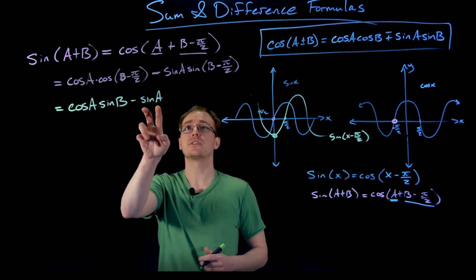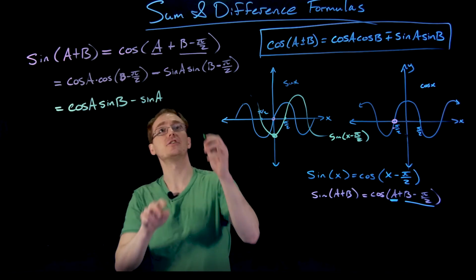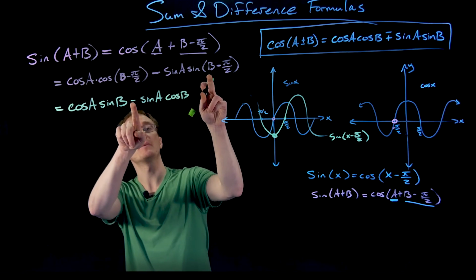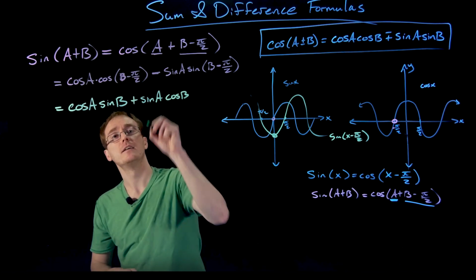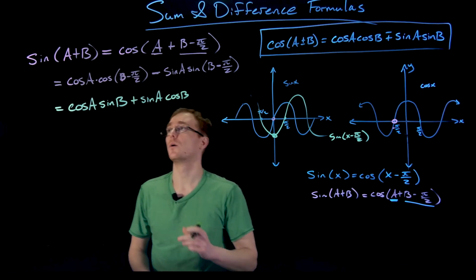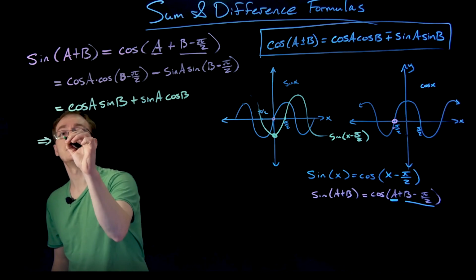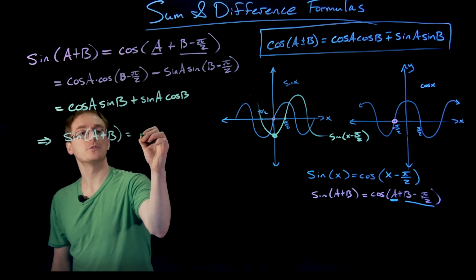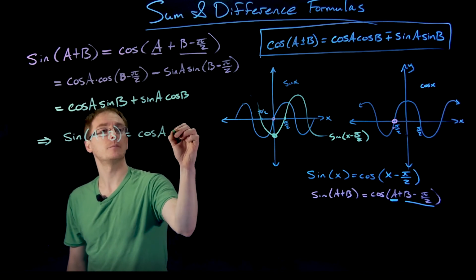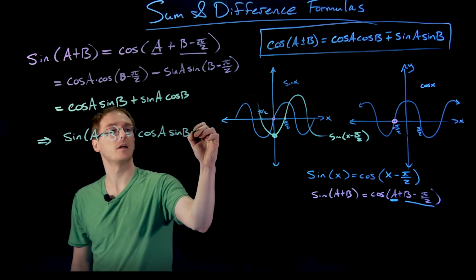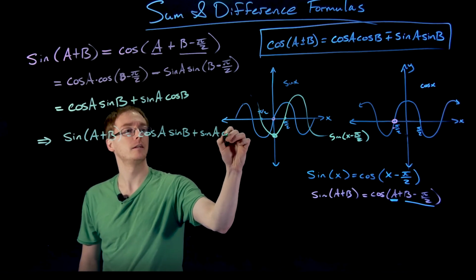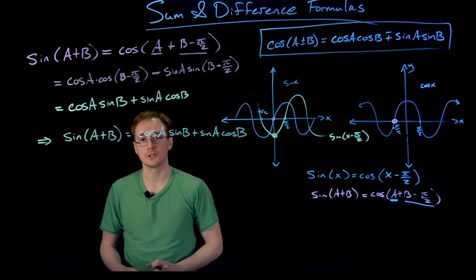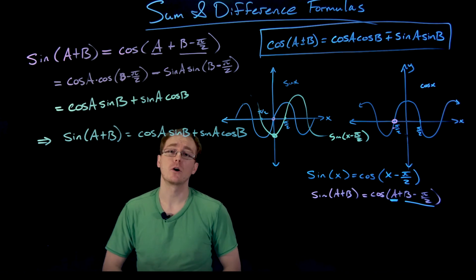So our first factor is still sine of a, but the second factor is going to turn into negative cosine of b, and the negative is going to combine with the other negative out front originally to cancel out and give us a positive. So what we see here is sine of a plus b is equal to cosine of a times sine of b plus sine of a times cosine of b. And that is our sum formula for our sine function.